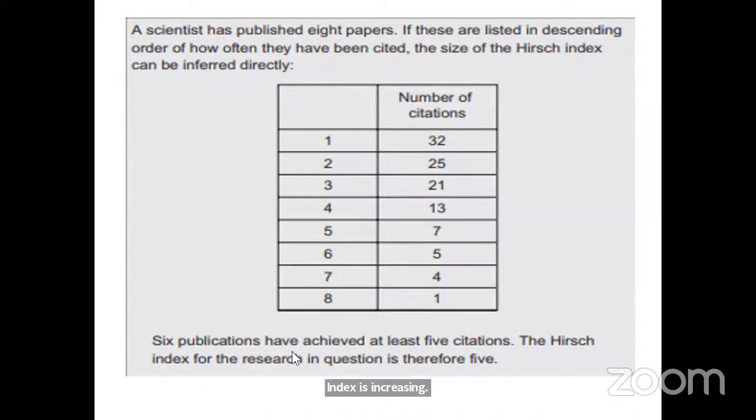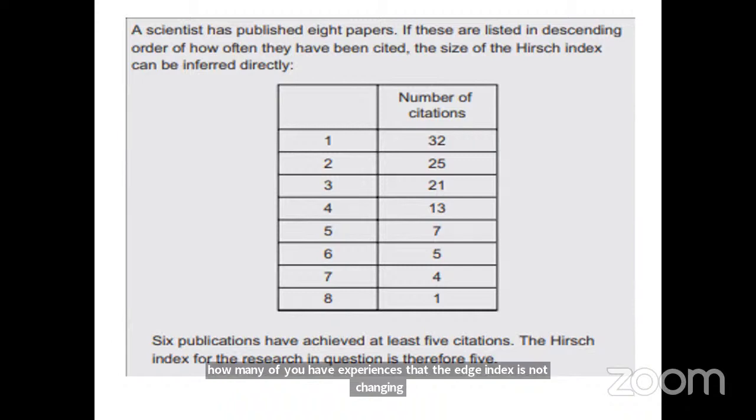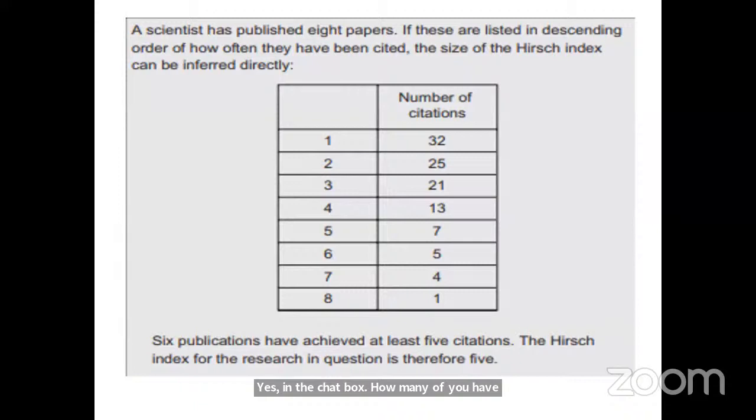Okay. How many of you have experienced that their H index is not changing? Please say yes in the chat box. How many of you have experienced that their H index never changes? The H index remains as it is. Anybody who has experienced this? Because you don't know the science of it, how it is working. Anybody who still wants to reply how their H index is working? Right. See. Pay attention.